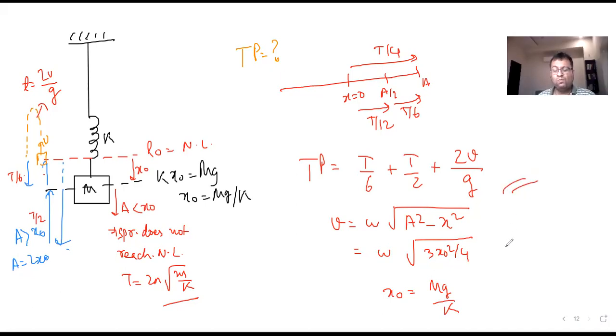इसमें तो वो हो गया x नॉट अगर mg by k है तो 3x नॉट स्क्वायर. मैं नहीं समझा. एम्पलीट्यूड 2x नॉट है. Amplitude is 2x naught, and x is x naught, yes. So it'll be 3x naught square. Whatever. You understood the idea, right? So that is what is to be done.